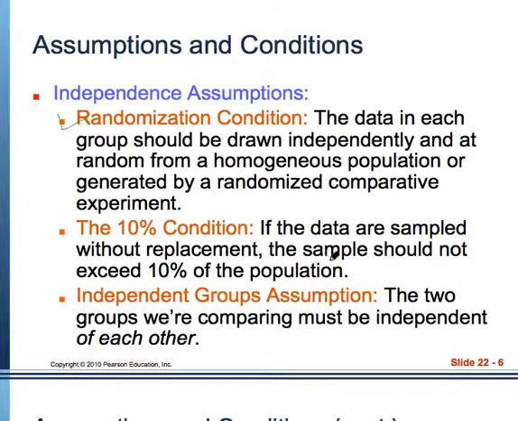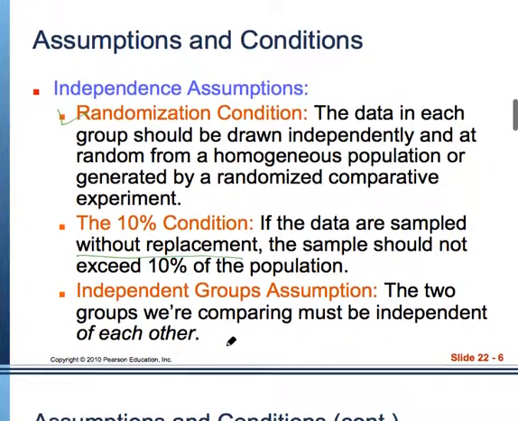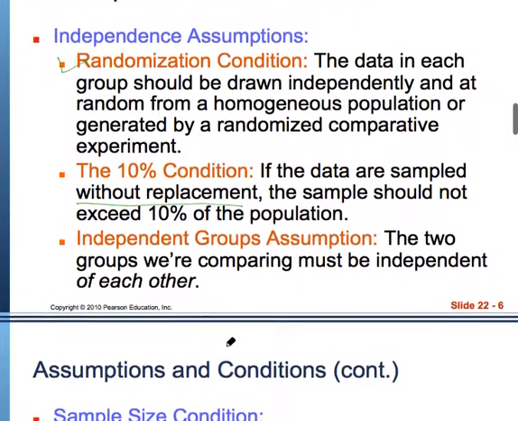The 10% condition is the same as it was before. I guess the difference here is that we're making sure that the data are sampled without replacement. So we're not having one person be part of two different groups, and we're not putting that person back in the group once they're sampled. So it should not exceed 10% of the population. And the independent groups assumption: the two groups we're comparing must be independent of each other.